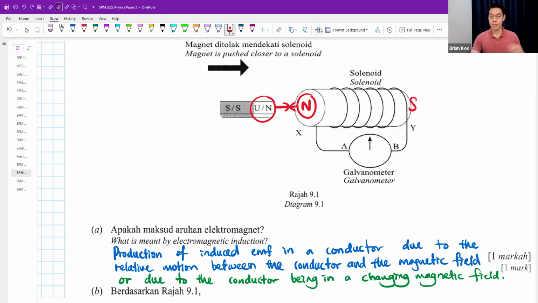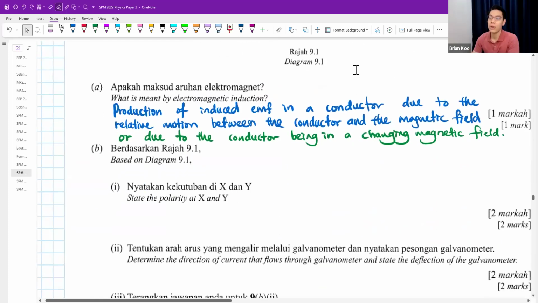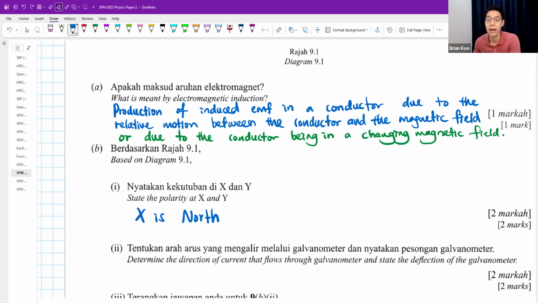Okay, so you want to pull the magnet in, that means you try to attract it. Attract meaning north and south will attract. If you want to try to repel it, then you make yourself the same pole, north and north, or if it's south, then south and south. Okay, so this is the idea. So the polarity at X and Y, you just have to say X is north, you get 1 mark. Y is south, another mark.